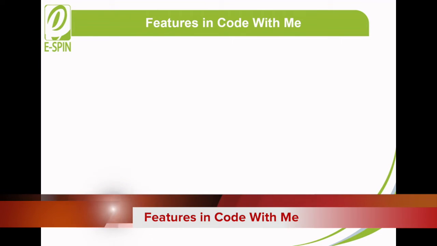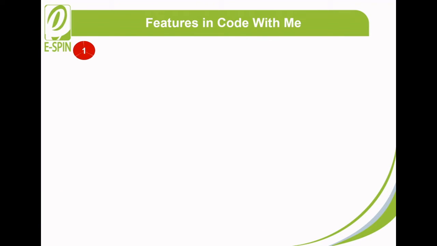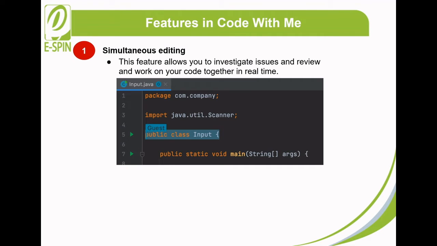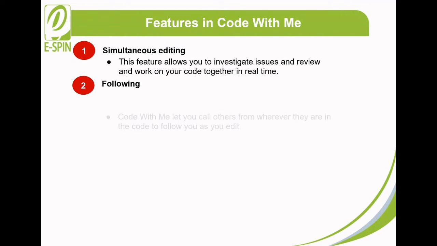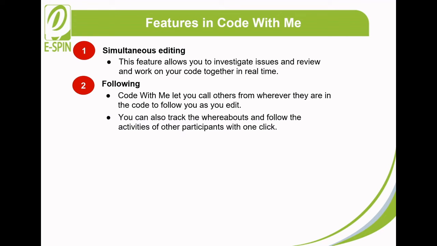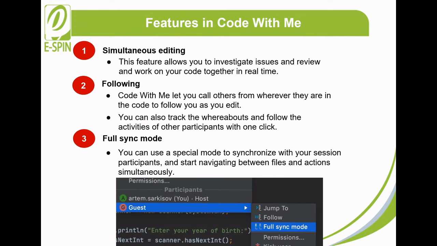What are the features in Code With Me? 1. Simultaneous editing. This feature allows you to investigate issues and review and work on your code together in real time. 2. Following. Code With Me lets you call others from wherever they are in the code to follow you as you edit. You can also track the whereabouts and follow the activities of other participants with one click. 3. Full sync mode. You can use a special mode to synchronize with your session participants and start navigating between files and actions simultaneously.